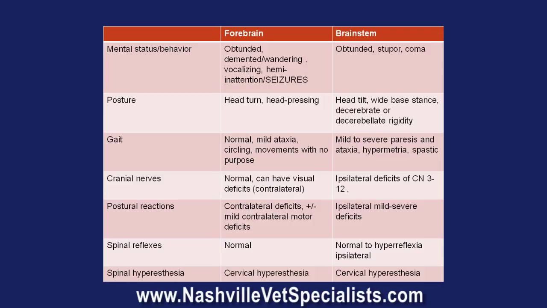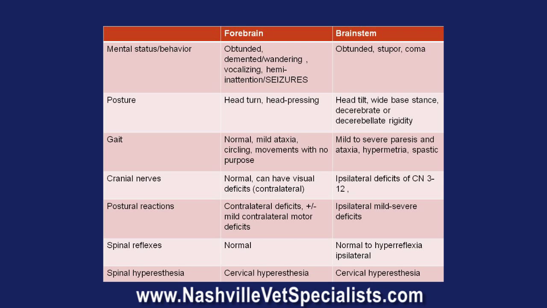And then cranial nerves. Other than 1 and 2, all of your cranial nerves come from the brainstem. So if you see an animal with cranial nerve deficits, then you know you're dealing with brainstem. So if you're seeing signs like seizures, plus you're seeing a head tilt, or you have an animal that's having seizures and they're significantly paretic, you should start thinking this animal has multifocal disease. And that's one of the hallmarks of infectious or inflammatory diseases.